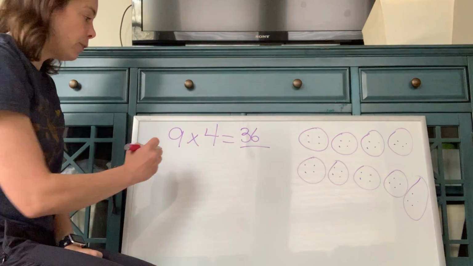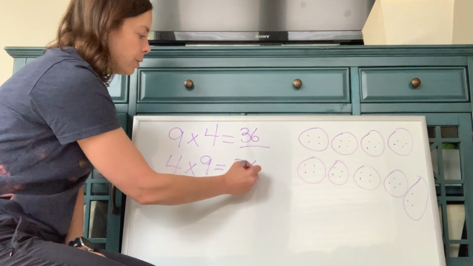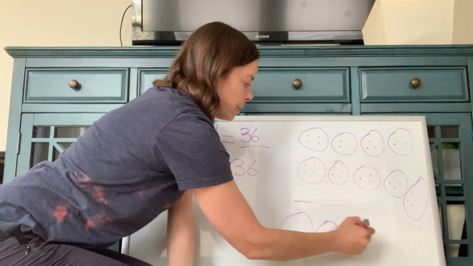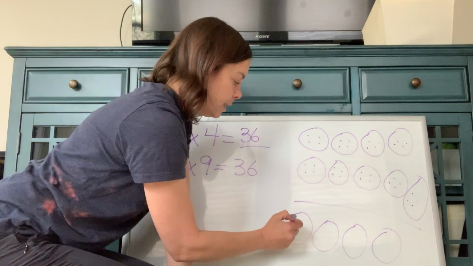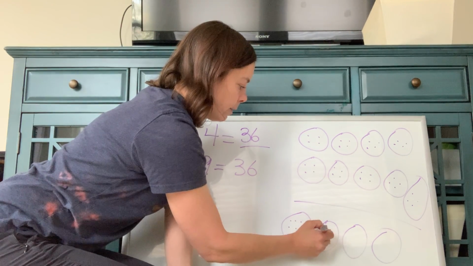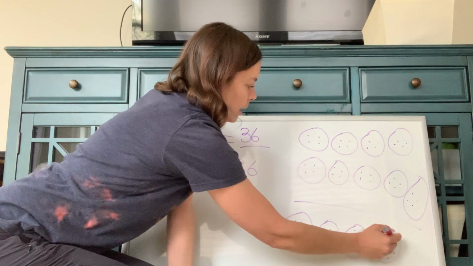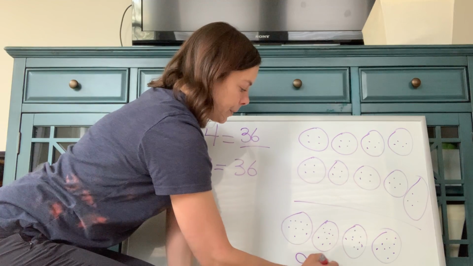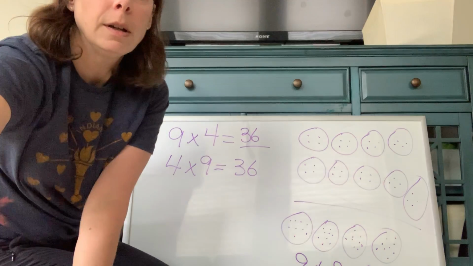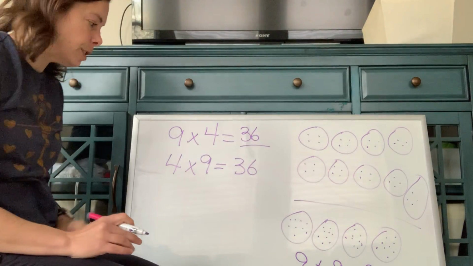Okay, so if I have 9 times 4, the turnaround fact is 4 times 9. It'll still be 36, but it would look like this. Only 4 groups with 9 in each. 1, 2, 3, 4, 5, 6, 7, 8, 9, four times. So that's going to be 9 plus 9 plus 9 plus 9. You see it? It's still going to be 36.